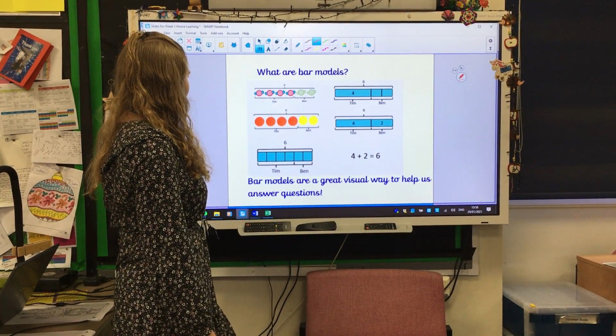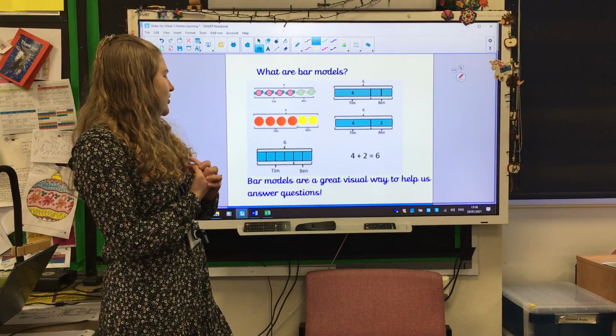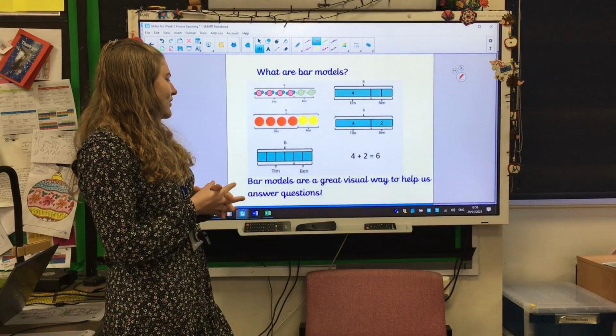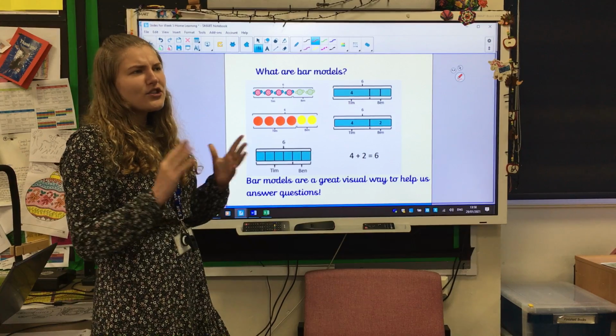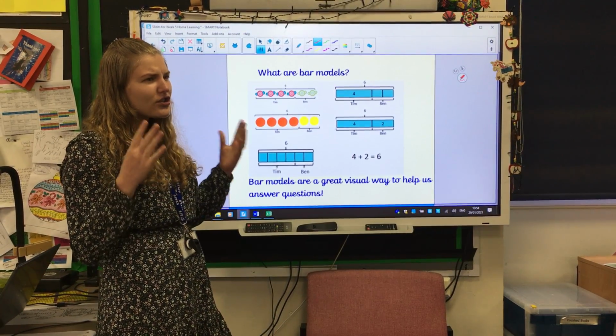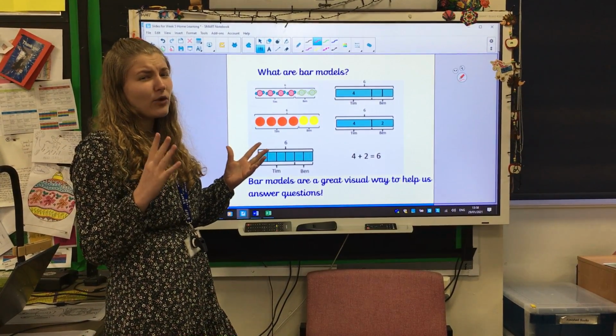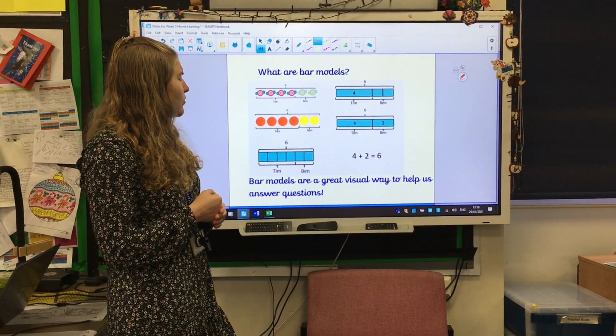Okay, so what are bar models? Bar models are a great visual way to help us answer questions. So, sometimes there's these questions and you just can't quite get in your head what they want you to do. Drawing a bar model will help you with that.